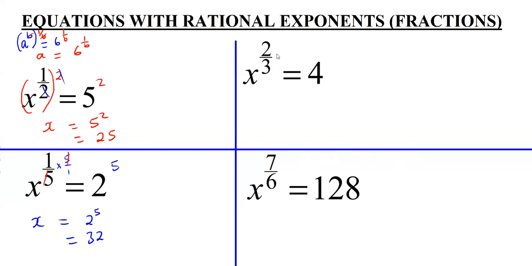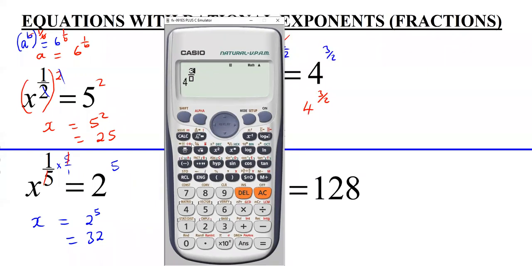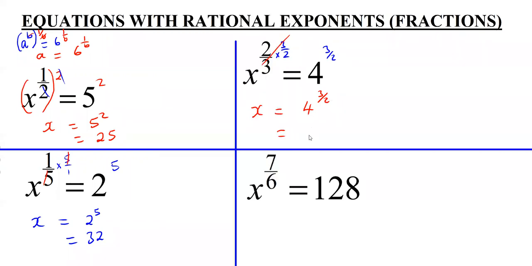Here again, you do the same. You multiply by the reciprocal on top here, 3/2. Here also to the power of 3/2, the same thing. Then this one will cancel. When it cancels, you are left with only x equal to 4 to the power 3/2, which you can punch in your calculator. You say 4 to the power of 3/2. Okay, what do we get? We get 8. So your answer should be equal to 8.